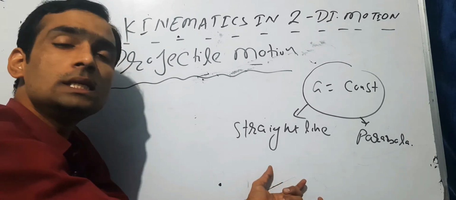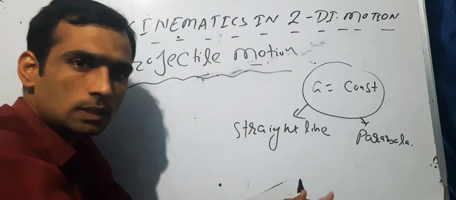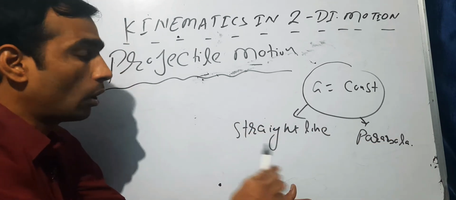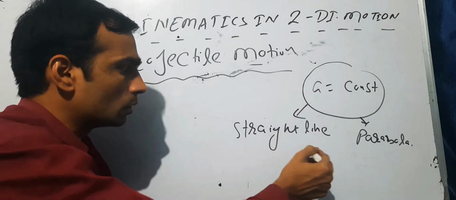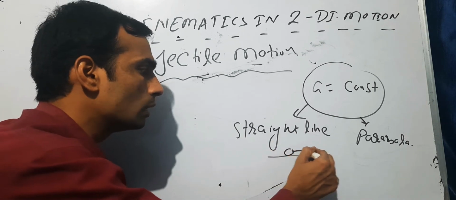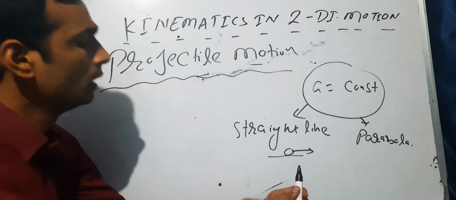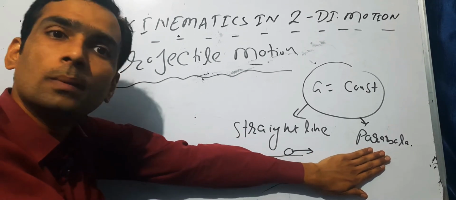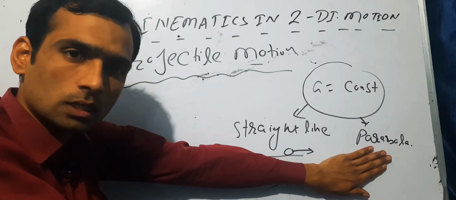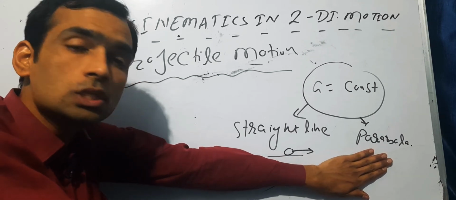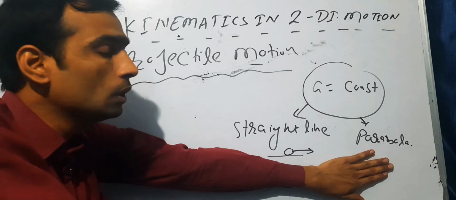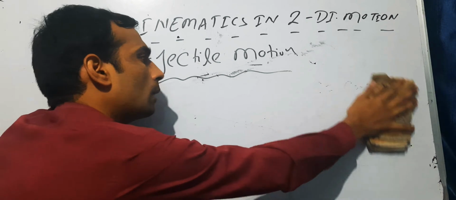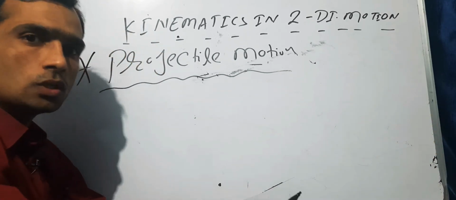The straight line, you can easily get by throwing a particle in the upward direction, or throwing a particle horizontally on a plane. This will take a straight line path. Now I am not interested in dealing with the straight line. Now I am going to teach the parabola. A parabola is a path which is achieved by the particle if you project the particle at an angle theta. So this parabolic path of the particle is a part of projectile motion.